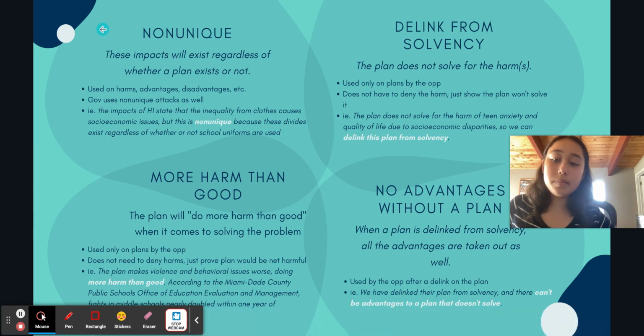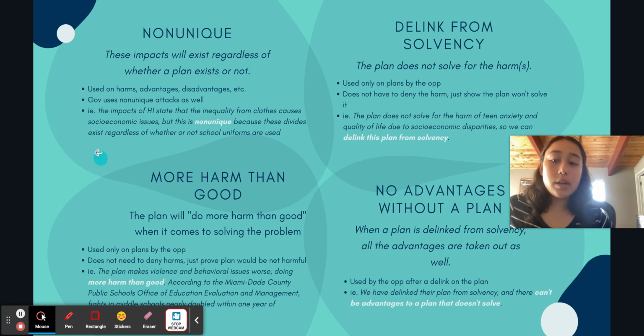team as well. So this is where we're going to be saying, yeah, well, believe it or not, there's always going to be this issue. And whether or not we pass a plan, whether you like the Gov's world better or my world or the opposition team's world better, it's just going to exist. So this plan doesn't actually impact it at all.